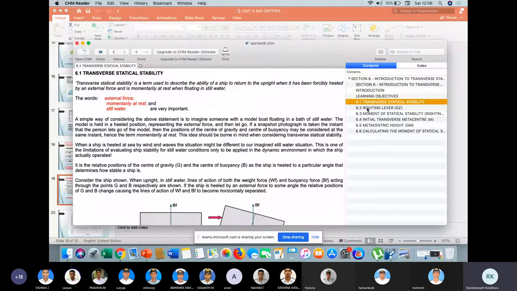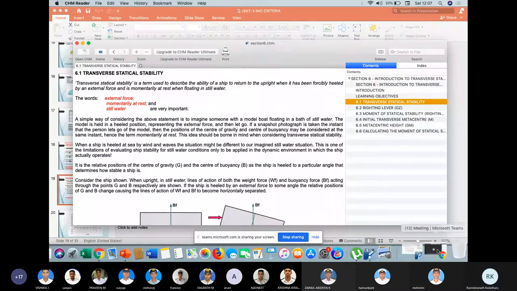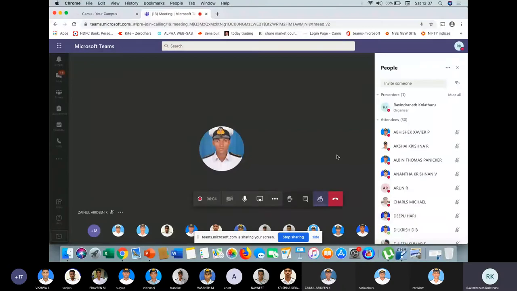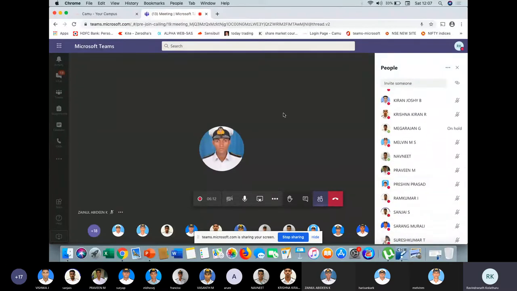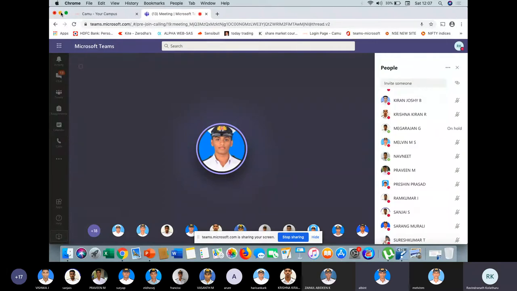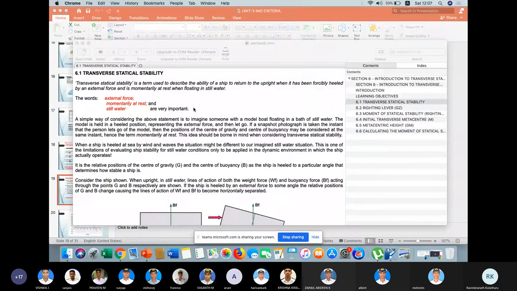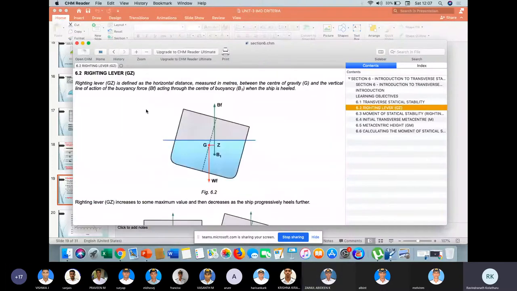Okay, so what is righting lever, GZ? What do you understand by righting lever? So horizontal distance. Okay, horizontal distance between what? So it looks like none of you have revised it. Between center of gravity and buoyancy force. Okay, so when does your righting lever occur? When the ship is heeled. Now righting lever is defined as the horizontal distance.